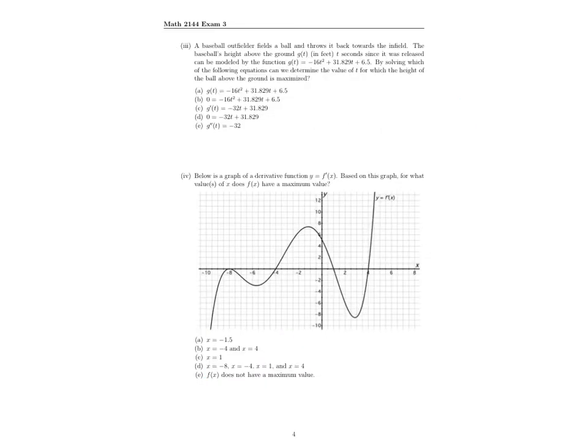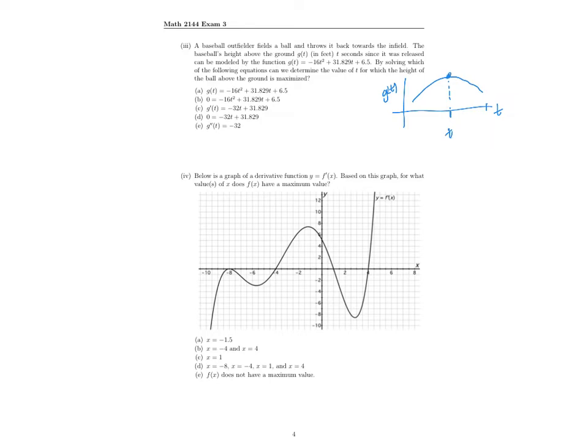So this tells us a ball is being thrown. The height of the ball above the ground is modeled by that function. And so we can see that that is a parabola that's upside down like this. Here's t, and here's g of t function. And so at this point, by solving which of the following equations can we determine the value of t for which the height of the ball is maximized?